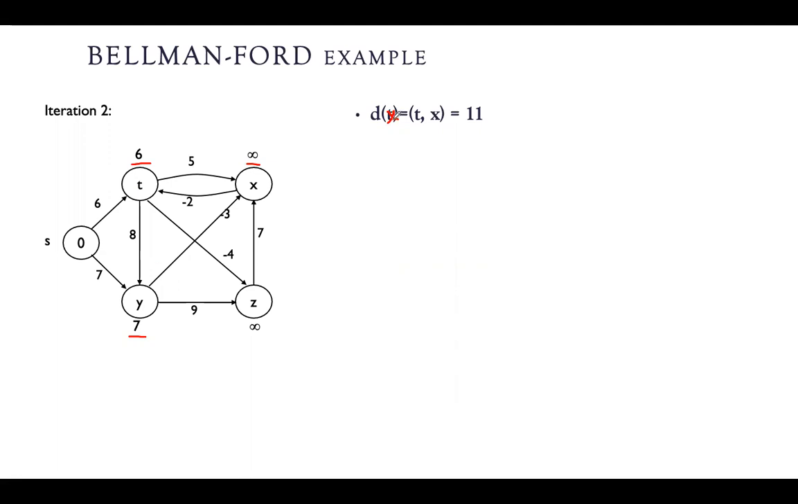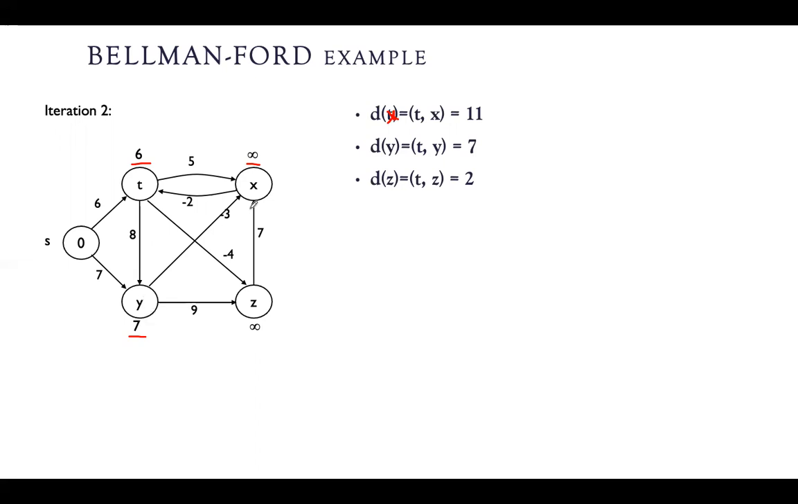Next, consider edge t to y. 6 plus 8 is 14, but it is greater than 7, so no need to update this distance. We keep the distance of y as 7 itself. Next, t to z: 6 minus 4 is 2, so the distance of z is equal to 2.